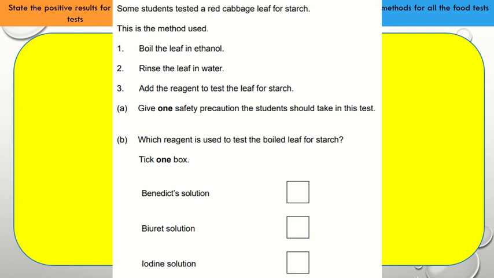A, that's only a 1 marker, so you only need one thing. And then B, which reagent is used to test the boiled leaf for starch? So do you think it's Benedict's, Biuret, or iodine? So for question part A, make sure you write down one safety precaution they'd need to take, thinking about boiling and what that might entail. And then B, which reagent are they going to use? Give yourself about 30 seconds to answer this. The cover teacher will press play after those 30 seconds so you can mark your work.